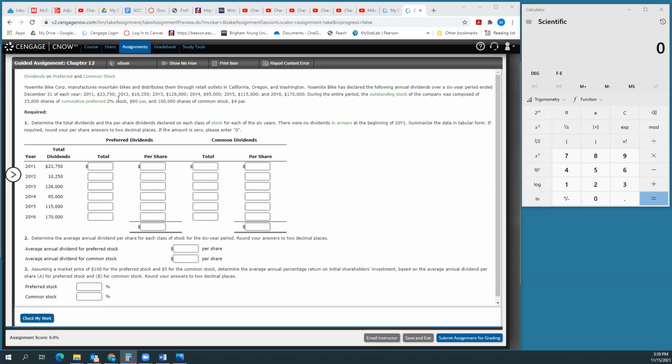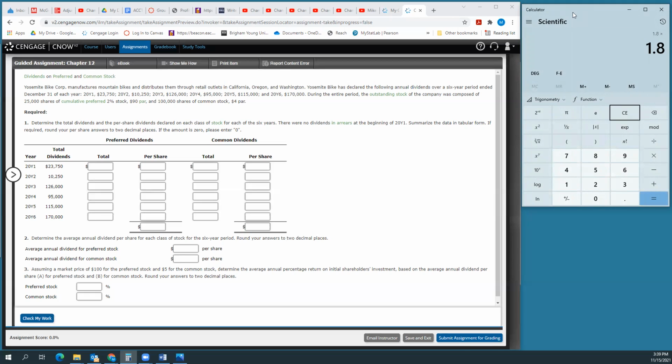So the first thing that can be really helpful to us here is to know how much our preferred stock should be paying, because this is a cumulative preferred stock. That means that it's kind of guaranteeing a certain amount of dividend to the preferred stockholders. And if it can't pay that much, then we're going to owe the amount we couldn't pay to the preferred shareholders in the next year. So when a preferred stock is 2%, $90 par, we can just take that $90 times 2%, and that tells us that they're guaranteeing $1.80 per share to the preferred shareholders in dividends.